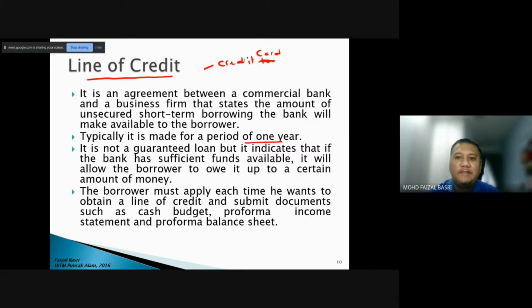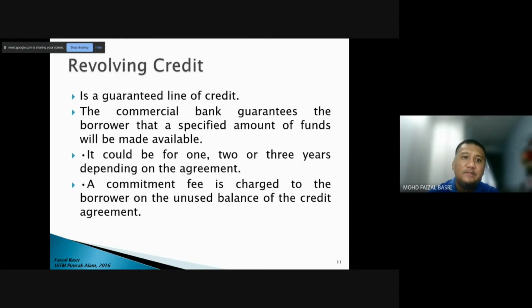Okay, and every time you use your credit line, you have to repay back. Usually after 1 month, you have to repay. Once you repay it, the credit line will go back to the original value. One part of line of credit is the revolving credit. So this is one example of a line of credit. The revolving credit: the commercial bank guarantees the borrower that the specified amount will always be available, just like credit cards just now.